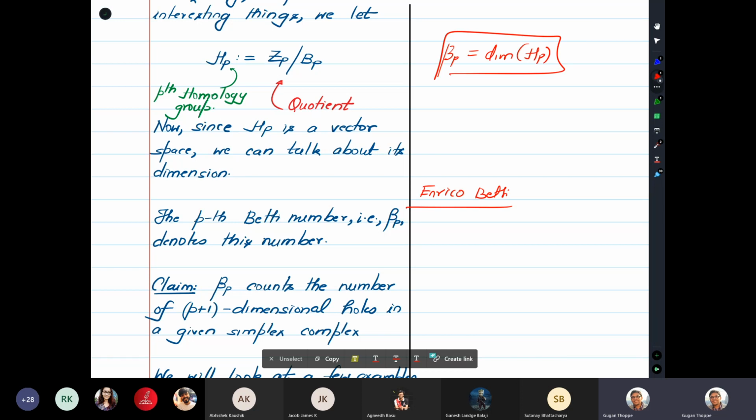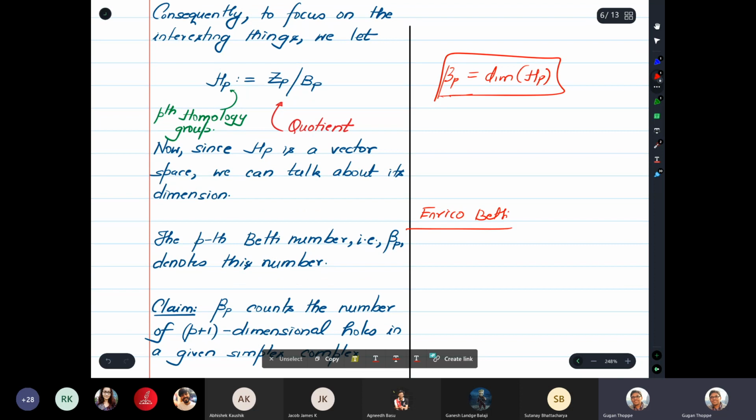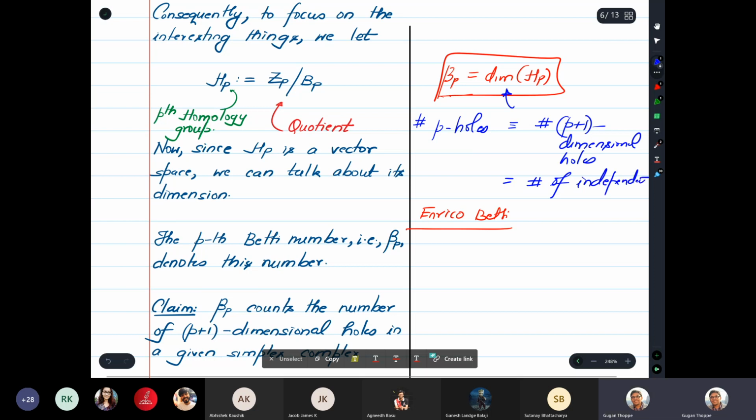So now I have given you the definition of what the pth Betti number is, and from now on, notice that this is the dimension. Okay, so now I can define what a p hole is, or the number of p holes, which is equivalent to the number of p plus 1 dimensional holes. So this is equal to the number of elements in the basis of Hp. So this is what beta p is. So beta p equals the number of p holes, and this equals the number of p plus 1 dimensional holes, right, and this is equal to the number of elements in the basis of Hp, right?